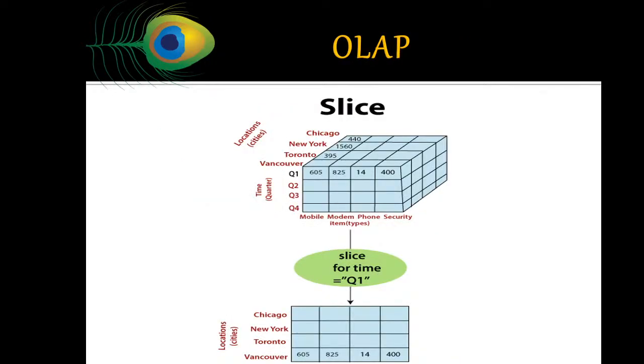And the third one is the slice and dice operation. In the slice operation, one dimension is selected and a new subcube is created from that dimension. You can see here, we are making a table from there. We are creating a 2D cube, one more cube from the existing cube.